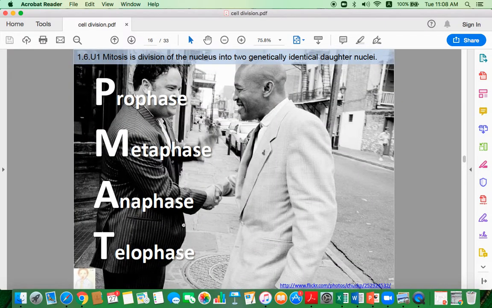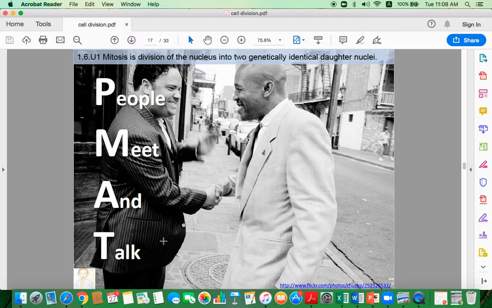So remember, prophase, metaphase, anaphase, and telophase. People meet and talk. Remember that if you want to remember the order of these stages.